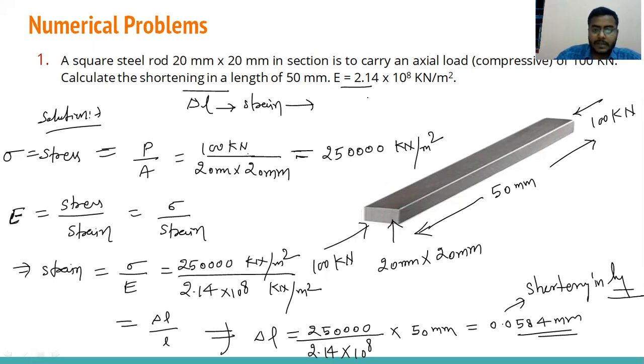So in this question, E was given, length is given, and load is given. Once load is given, we can calculate the stress. Once the stress is known, we can go for the strain by using this formula: elastic modulus is equal to stress by strain. Once we get strain, we can find out the shortening in length.